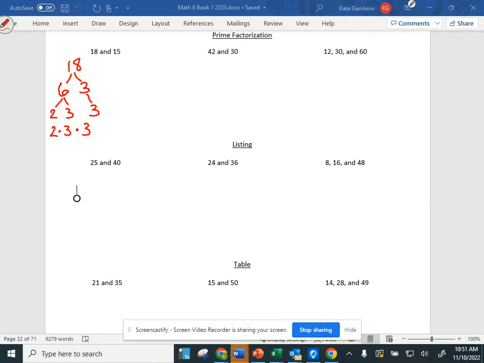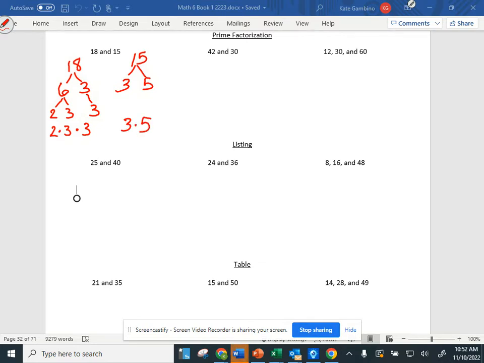We're going to do the same thing for 15. What can I break the 15 into? Isabel? Oh my goodness. Amelia, I'm sorry, I pointed to you. Amelia? 3 and 5. Can I break down my 3 anymore? No. Can I break down the 5 anymore? No. So my prime factorization is 3 times 5.